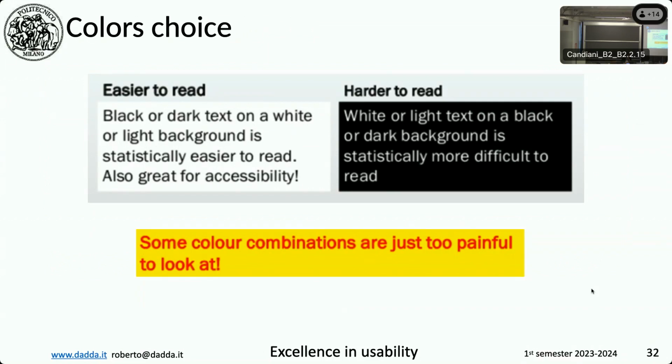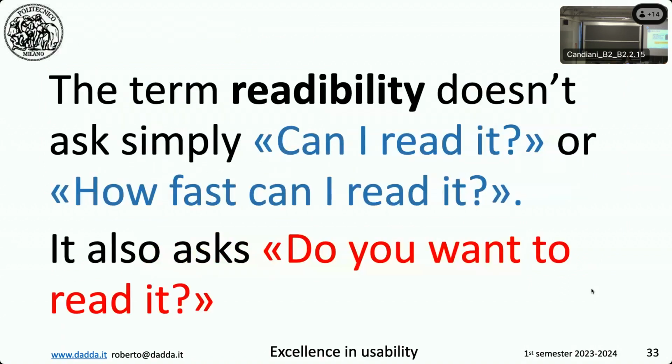Then, I told you before, the combination of colors should be the one that makes things readable. The term readability does not ask simply, can I read this, or how fast, but do you want to read it? We say that on the internet, fidelization is 1 click away. If you're looking to buy something in a supermarket and it's difficult, in 1 click you find another supermarket. So let's make things easy to read so that people want to read them.